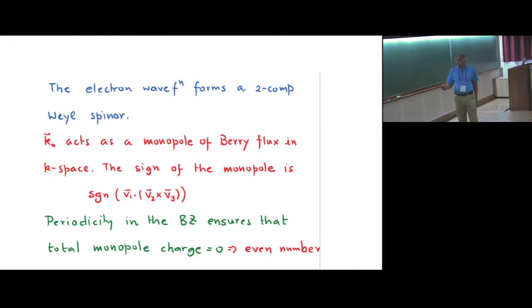Okay. So now, one of the things about the Brillouin zone is that everything has to be periodic, because k plus a reciprocal lattice vector is the same as k. So that tells you that the total monopole charge inside the Brillouin zone has to be zero. And that tells you that if you have a plus monopole somewhere, there has to be a corresponding minus monopole somewhere else. So these monopoles, or these Weyl points, have to come in plus-minus pairs, okay? All right.